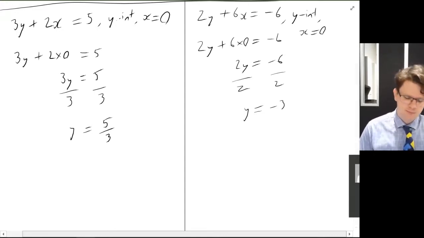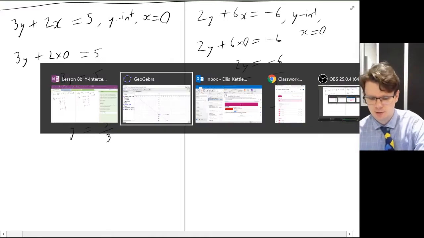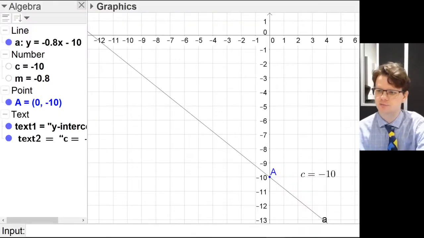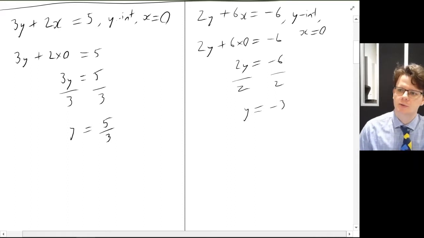Alrighty, so that's how we find the y-intercept when we are on graphs, just by reading it off, and also how to do it from the equation.